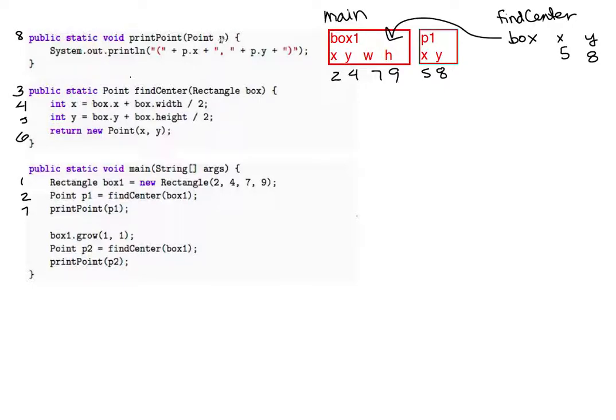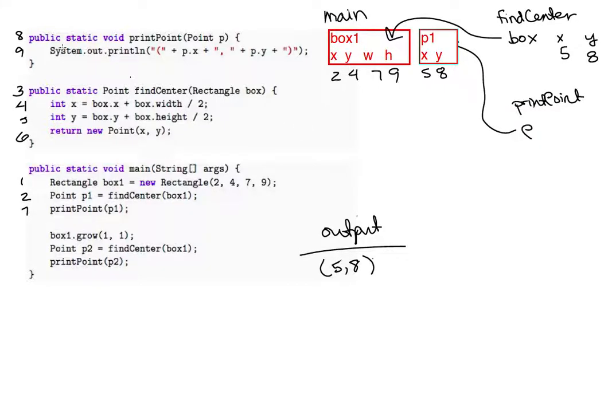I pass in P for the point. Here's my print point area. It takes a point P. P is an alias to whatever gets passed into it. P and P1 are the same thing right at this moment in time. I print out, looks like parenthesis, the actual x value, comma, and the y value. So in my output, I'll have 5, 8 coming out. That's all print point does.